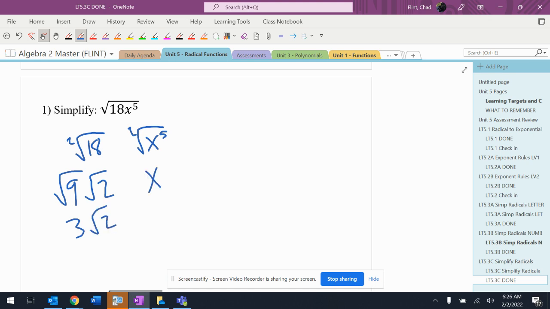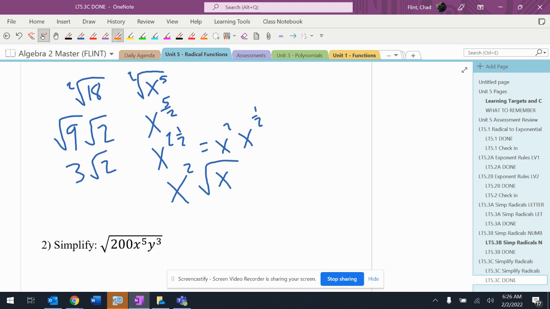Over here, I'm going to turn this into x to the 5 halves, which is x to the 2 and 1 half, which is x squared and x to the 1 half, all right, which is x squared in front, and then radical x first. And I can have a 2 here and I can have a 1 here, but neither one is required, all right? So I'm going to leave it just like that.